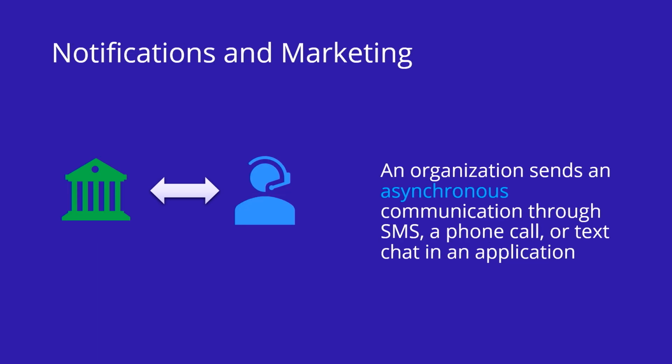The last scenario, and the focus of our demo and code walkthrough today, is notifications and marketing. So this is where an organization sends an asynchronous communication. It's not necessarily real time. It's not necessarily human to human. It's more of an organizational semantic where you're sending somebody an SMS, a phone call, or a chat that says potentially a reminder for a virtual visit. So you have an appointment coming up later today.